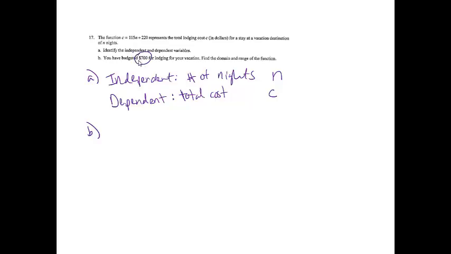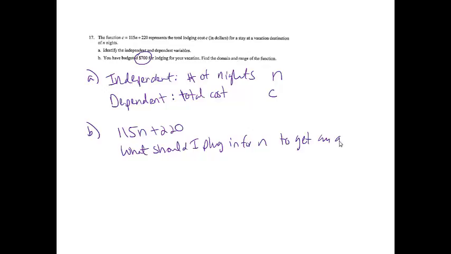So I have up to $700 I can spend. So I would like to figure out how many nights that's going to be. So basically what I'm trying to figure out is 115n plus 220. I'm looking for what should I plug in for n to get an answer of 700. So I'm just going to try. I'm just going to start, maybe 2 would be good. So if I plug 2 in, I'm going to do 115 times 2 and then add 220. That gave me $450.